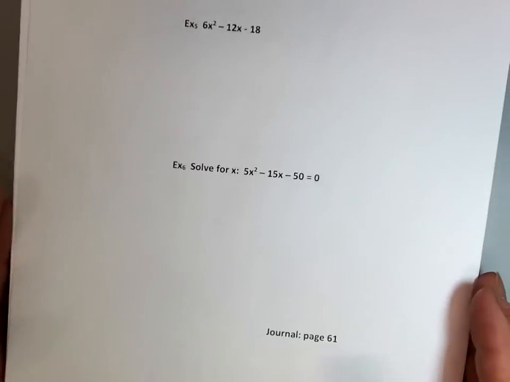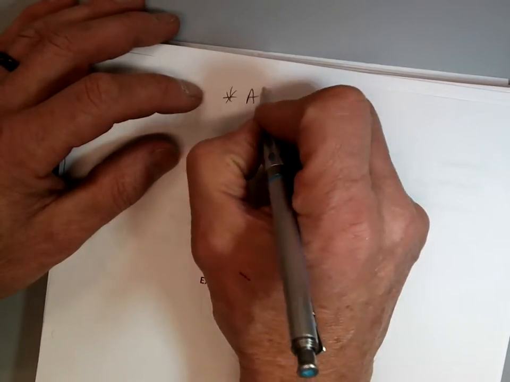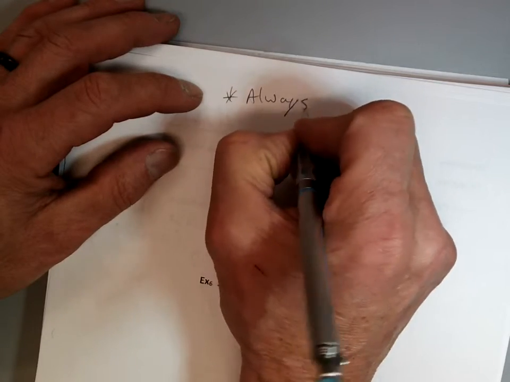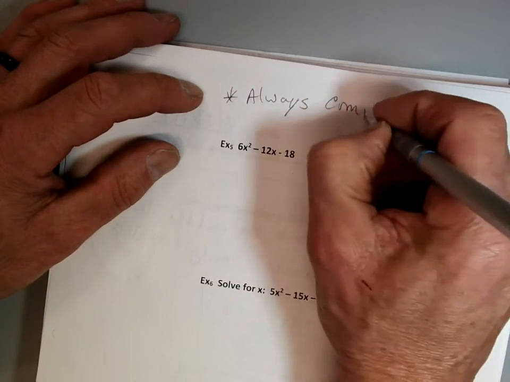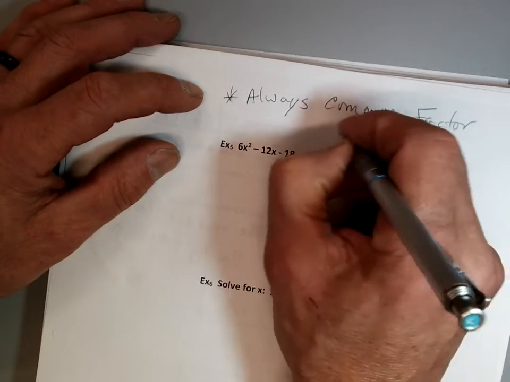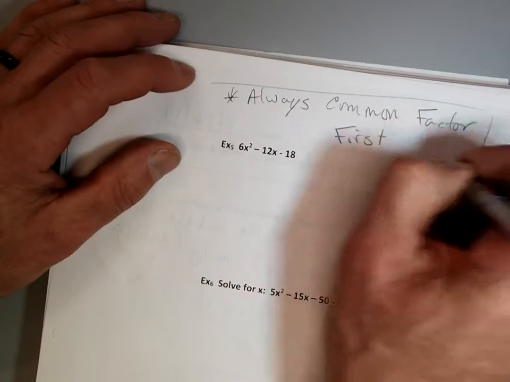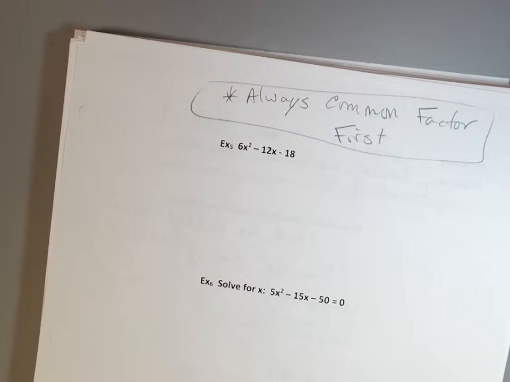Okay. Turn the page. Now, this one's different. Before you do this one, listen. Write this up here, write it on top: always common factor first. Always, always, always, I'm going to highlight that. Always common factor first, if you can. If you can. Always common factor first, if you can, all right?